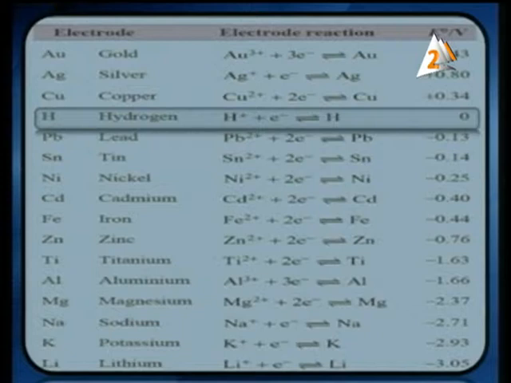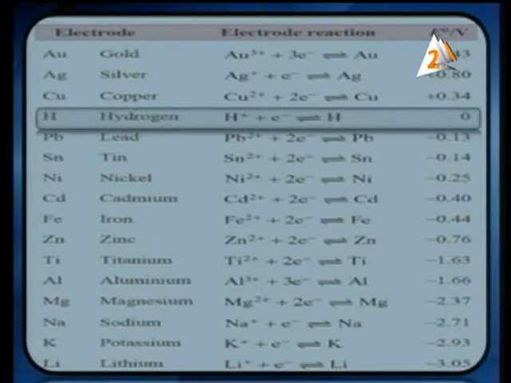Why? Because this is the measurement of all elements in E naught, or electrode potential. It's good to say that, but for fluorine the standard oxidation potential is negative 2.870. The other one, the standard reduction potential, is positive 2.870. It's good to know the differentiation between them.